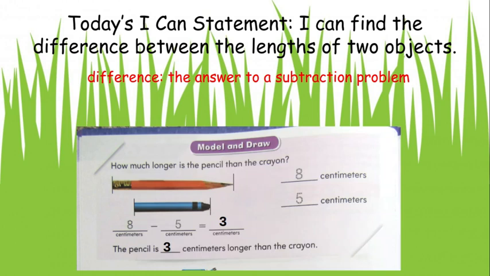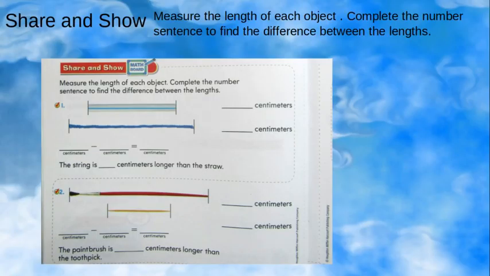Let's try a few more problems. Let's look at the share and show section next. Our directions say, measure the length of each object. Complete the number sentence to find the difference between the lengths. So remember, for each number sentence, we're using a subtraction sentence to find our answer or find the difference.